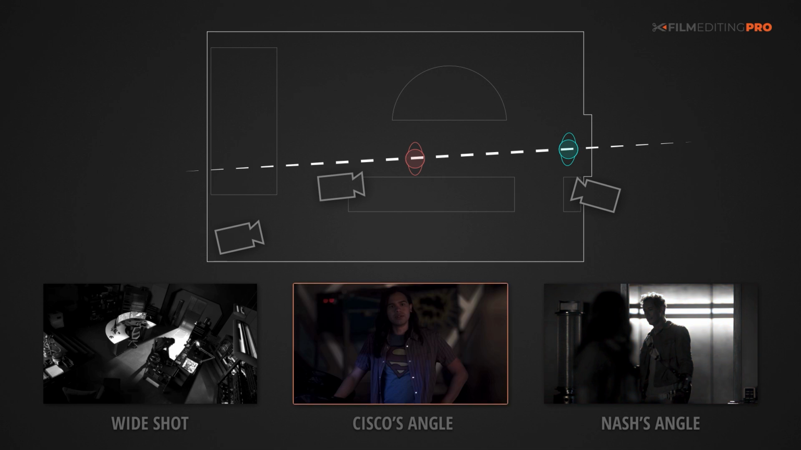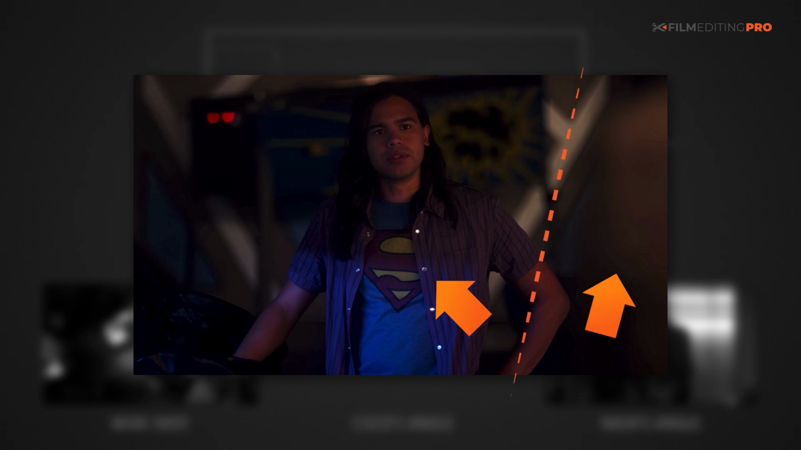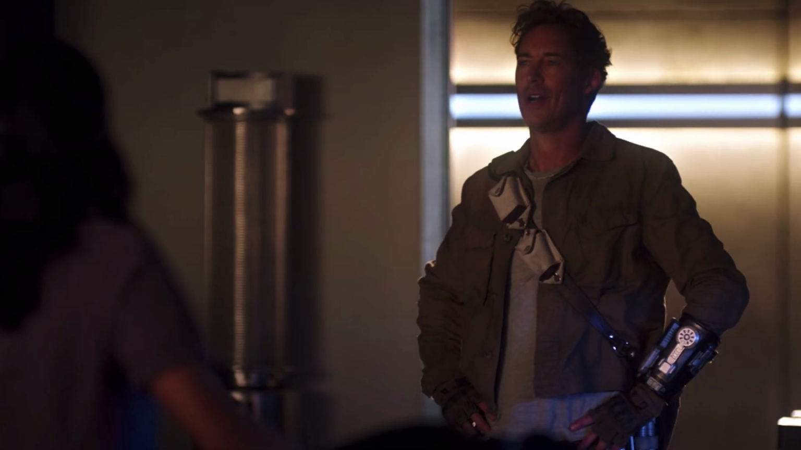Additionally, the coverage of Cisco is also on the same side of this line. The camera point towards Cisco would be somewhere around here. This means that Cisco is still on the left side of the frame, while Nash is still on the right side of the frame. This back and forth is maintained throughout the scene until we get to this moment here, where it looks like the camera is actually in a different position.